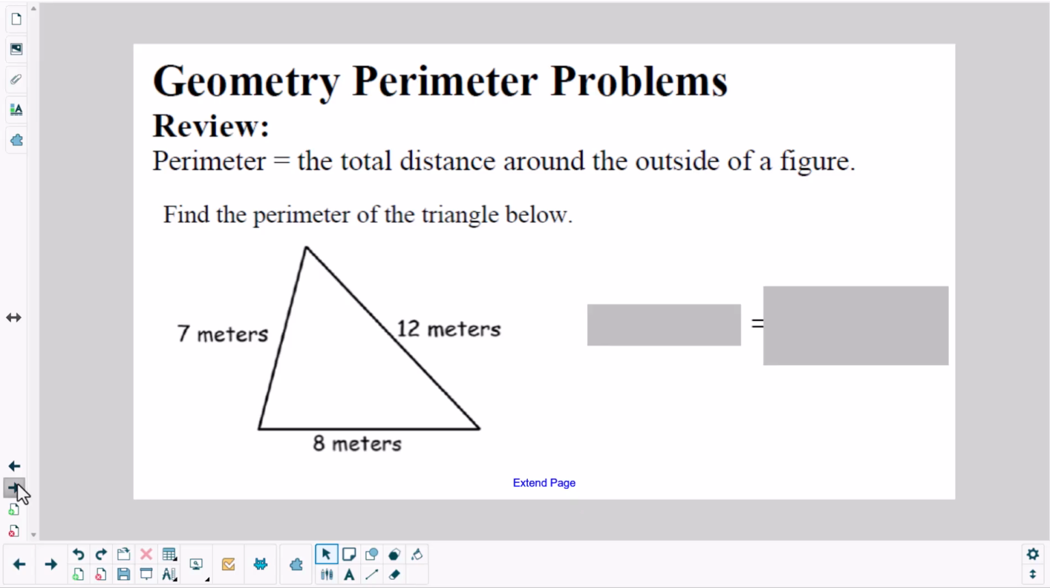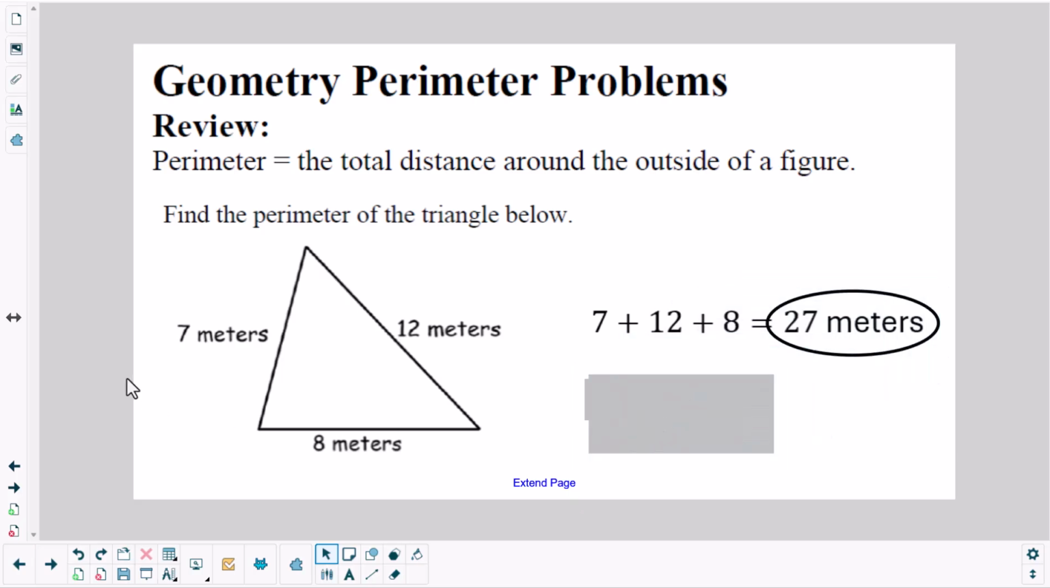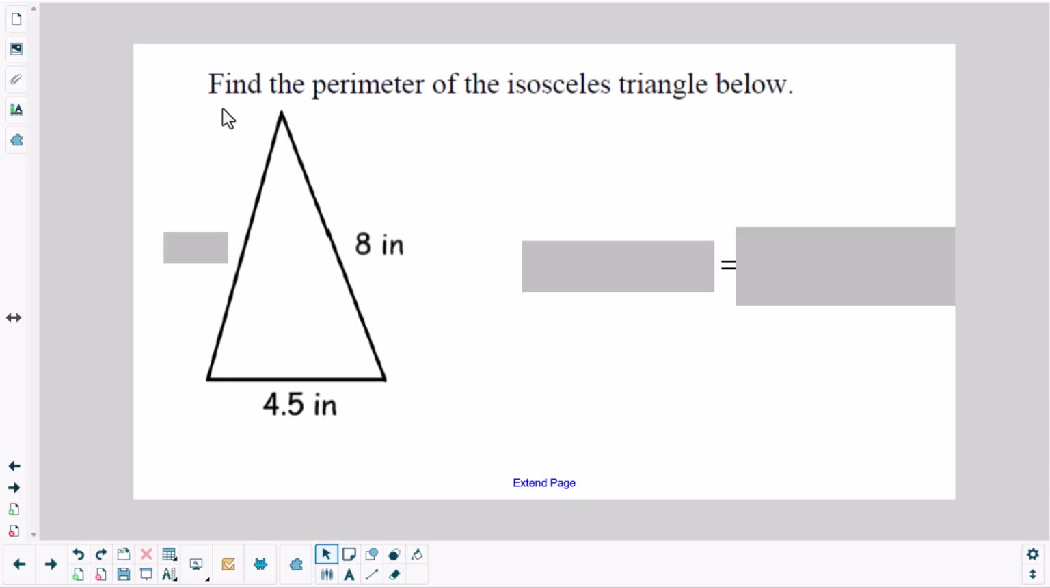So if I ask you to find the perimeter of this triangle, all we would do is add the outer edges. So we would add 7 plus 12 plus 8 in whatever order. When we add those together, that gets us 27 meters for the perimeter. Now, this triangle is what we would call an isosceles triangle. It tells us that in the problem. An isosceles triangle means that we have two sides being the same length.